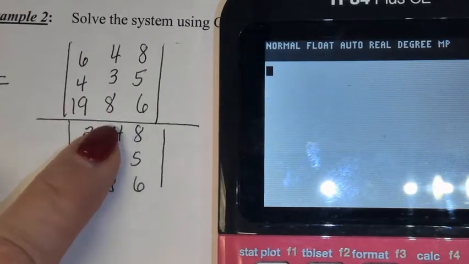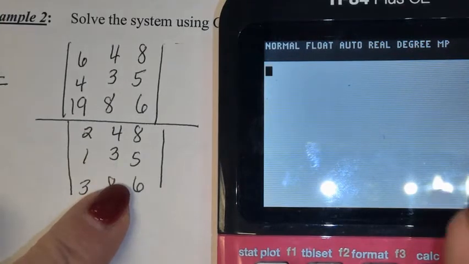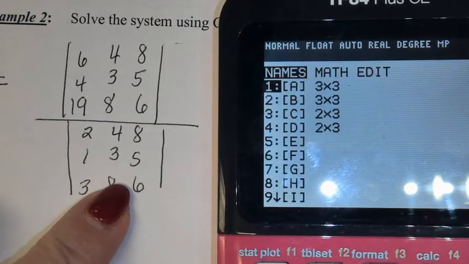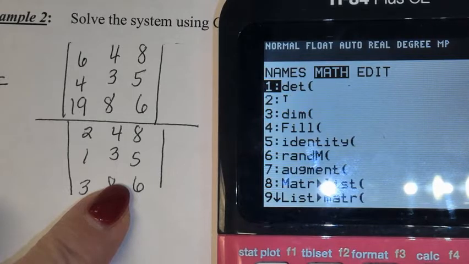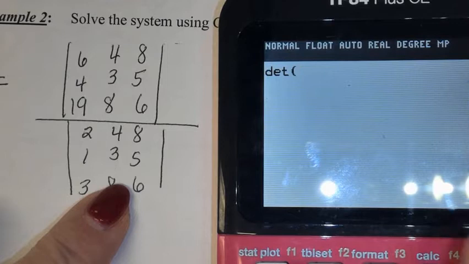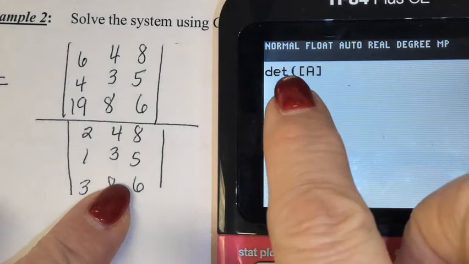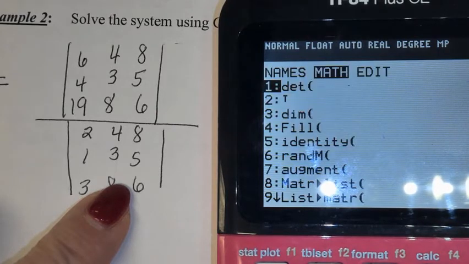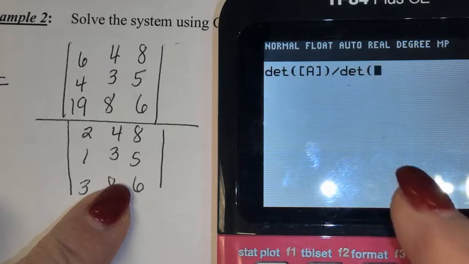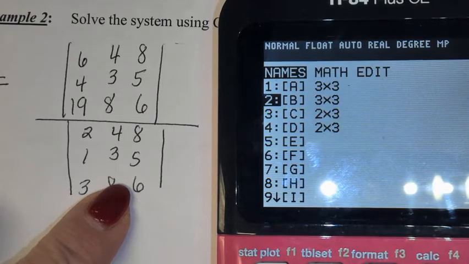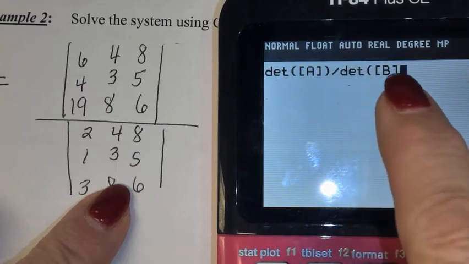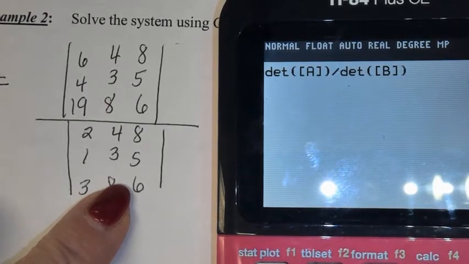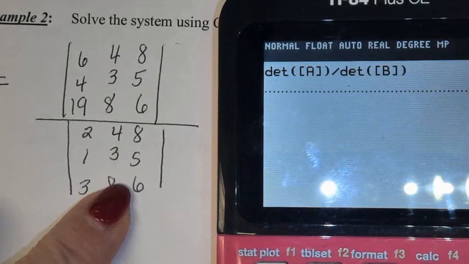And now we want to do the determinant of that matrix A divided by that determinant of matrix B. So we're going to go in there. And we're going to go to math. We're going to get that determinant, push enter. And then we're going to go back to matrix to get the appropriate matrix A. And notice that parenthesis there. We want to go ahead and close that. And then we want to do divided by, and we're going to go back to math and go to determinant, and now we want matrix B. So we got to get that one. Close that parenthesis, and then it gives us our answer.